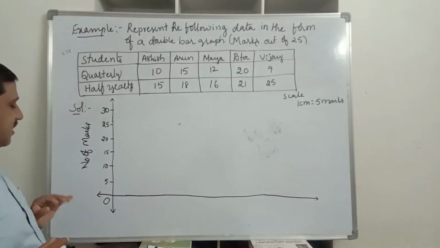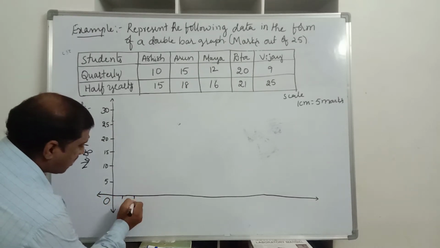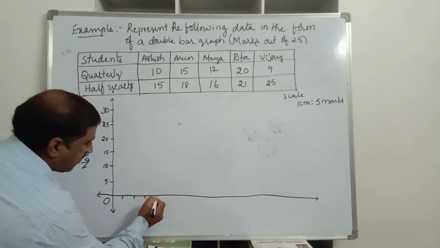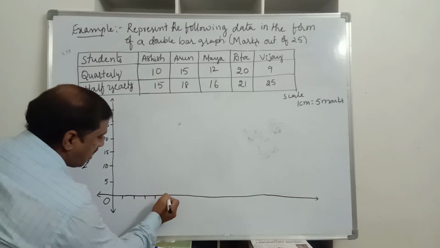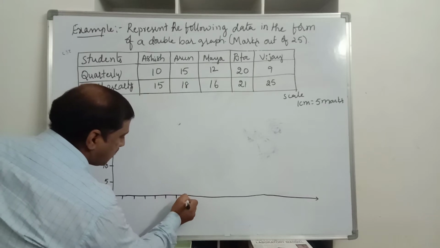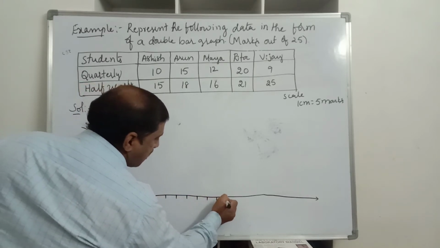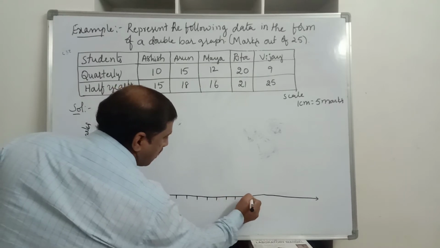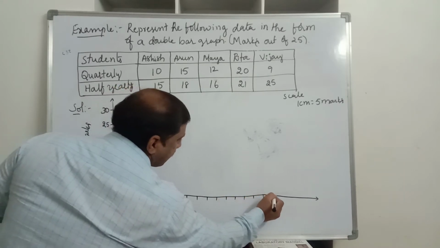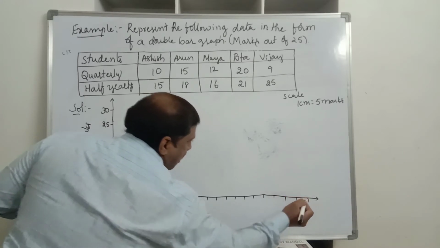Now we need to represent the data. As I told you, we will leave a space between one bar and the next, one kind of data, so equal length should be there. So like this, please mark. Yesterday in the last class we discussed how to take this scale.